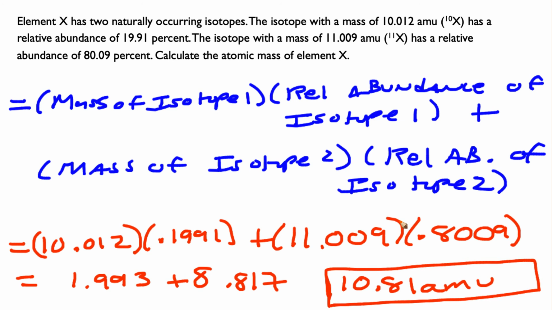Remember, when you're plugging your relative abundance into the equation, you need to change that percentage to a decimal. And this concludes our video on average atomic mass of elements.